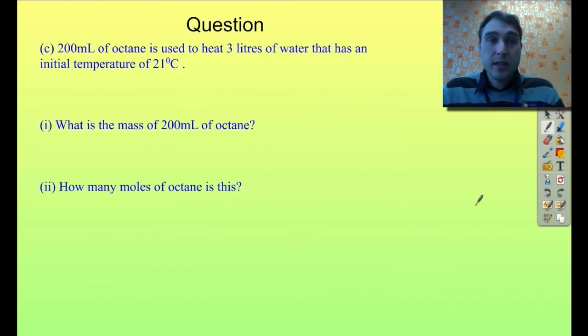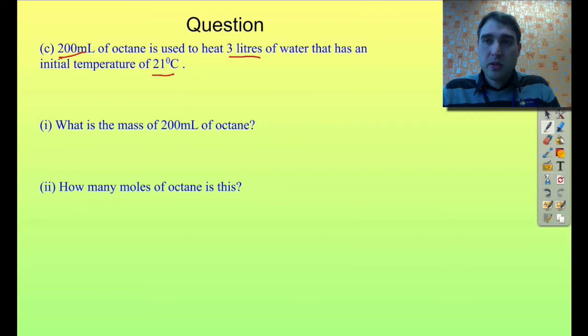Next part of the question says 200 mils of octane is used to heat 3 litres of water that has an initial temperature of 21 degrees. So I'm going to highlight some important stuff there. So I've got 200 mils here, it's 3 litres of water, and the initial temperature is 21 degrees. First question is, what is the mass of 200 mils of octane?